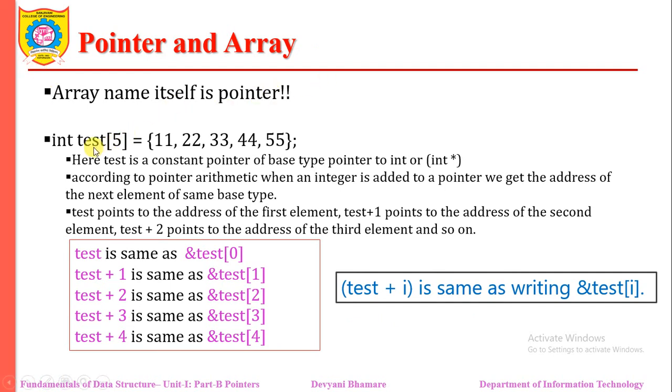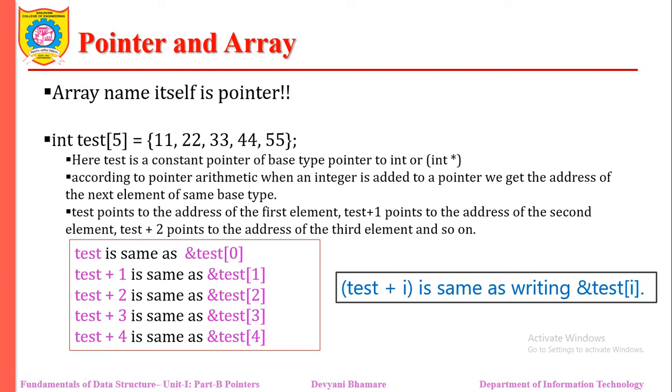In this example, if we are saying test[5], what happened? The address of this complete memory location will be stored in test as a constant pointer. So when I'm saying test plus 1, what does this indicate? It is containing the address of the second element. When we are saying test plus 2, it is containing the address of the third element. And when we are saying test plus 4, it's containing the address of the fifth element. In short, test plus i is nothing but the address of test[i].